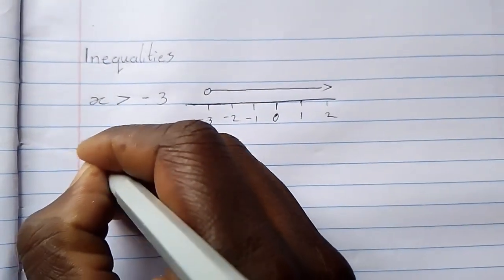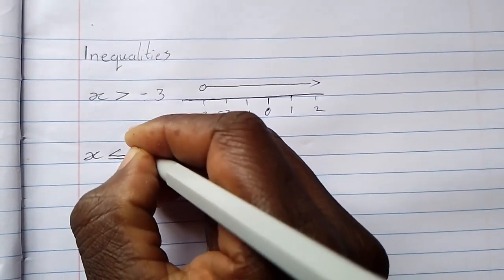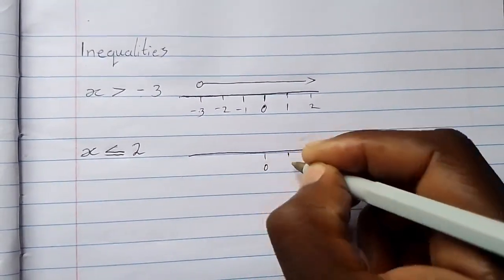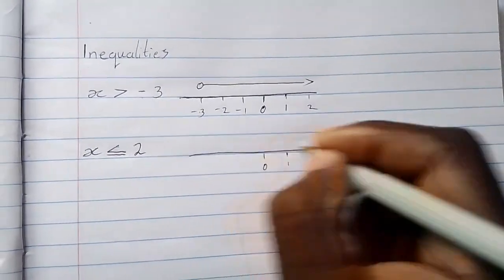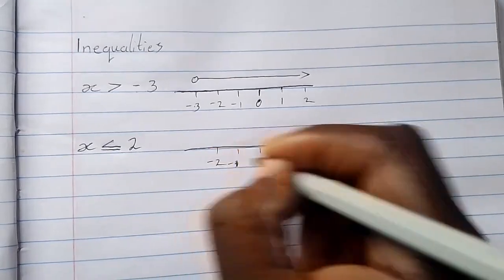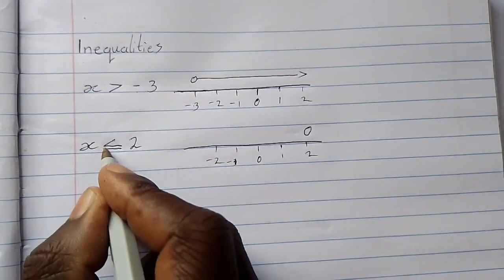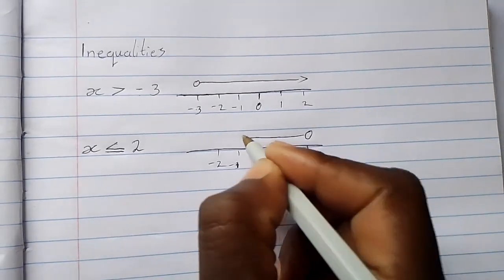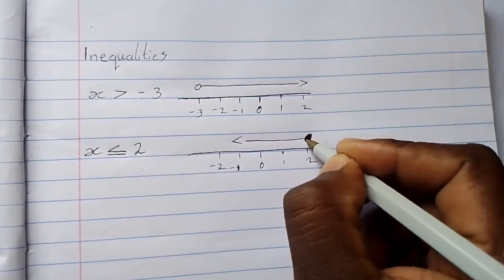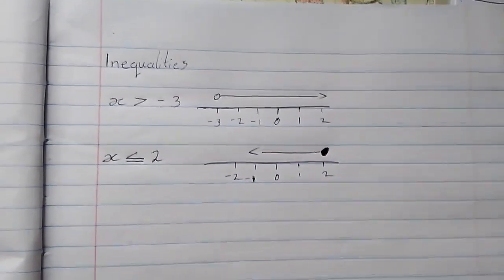Then there's another one, x less than or equal to 2. Then our number line: 0, 1, 2, minus 1, minus 2, then 2, x is less than or equal to. Another thing, guys, if it's less than or equal to or greater than or equal to, you shade the circle.